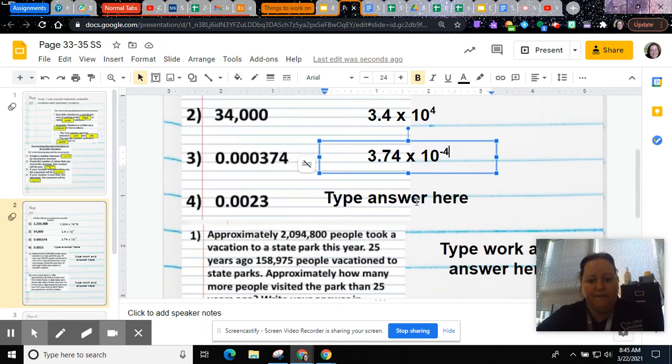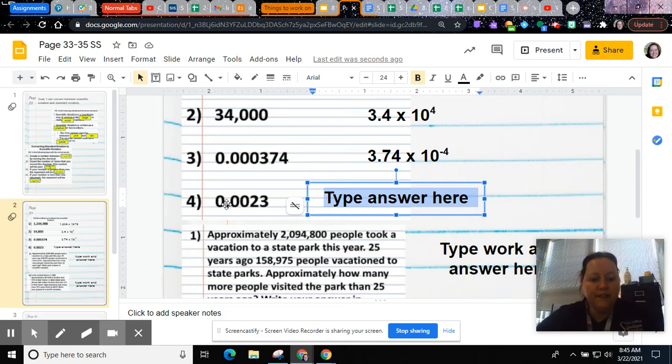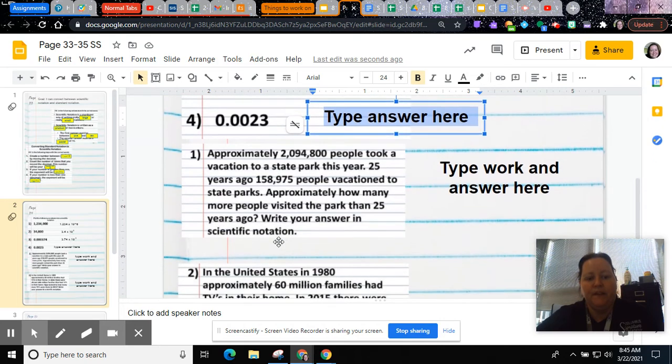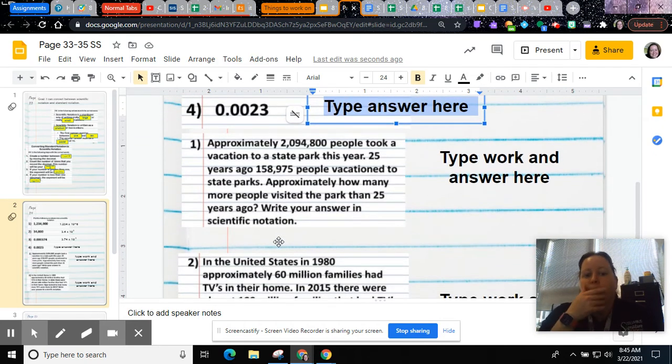Okay, let's try another one. This one, I want you to try on your own and see what you get. It will be very similar to how we did number 3. Down here it says approximately 2,094,800 people took a vacation to a state park this year. 25 years ago, 158,975 people vacationed to state parks. Approximately how many more people visited the park than 25 years ago? Write your answer in scientific notation.